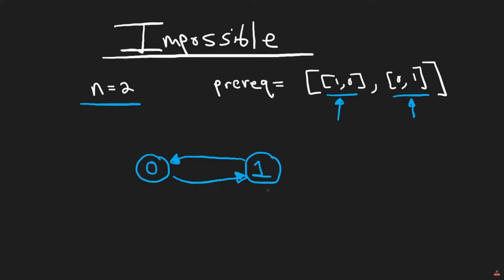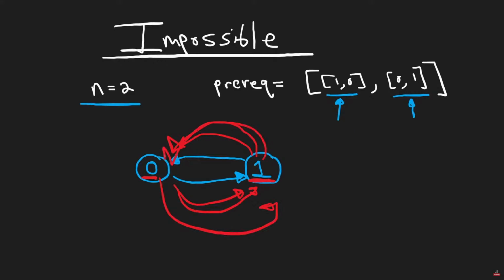So the problem with this is kind of obvious, right? There's a cycle. So if we want to finish course 0, we've got to go finish course 1. If we want to finish course 1, we've got to finish course 0, and it just goes like that forever. So neither of the courses are possible to finish. So in this case, we return false.